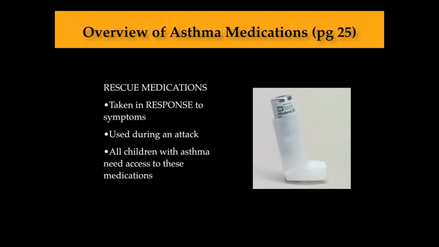Rescue or quick relief medications are taken only as needed and are used during an attack to obtain relief of symptoms. They need to be readily available for students with asthma. The common name of rescue or quick relief medicine is albuterol. To help students with their disease, it is helpful to know the difference between the rescue and controller medications and when each type of medication is used.